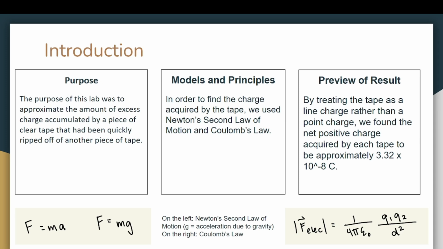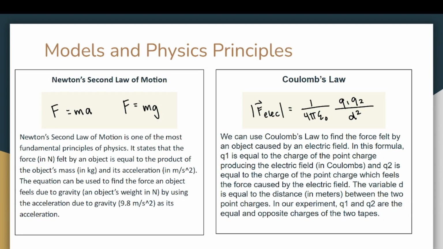So to introduce the lab, the purpose was basically to approximate the amount of excess charge accumulated by a piece of clear tape that had been quickly ripped off of another piece of tape. We used Newton's second law of motion and Coulomb's law to find the charge. And in this lab, we actually treated the tape as a line charge rather than a point charge like in the first lab. So we found the net positive charge acquired by each tape to be approximately 3.32 times 10 to the negative 8th coulombs.